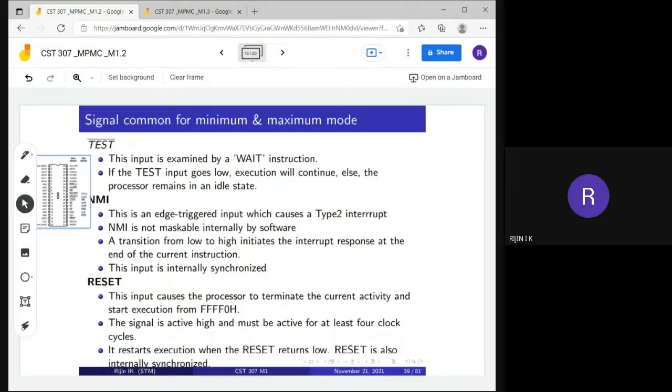Reset pin. So this input causes the processor to terminate the current activity and start execution from FFFF0. Okay, so that is the reset pin. Actually, the signal is active high and must be active for at least 4 clock cycles.